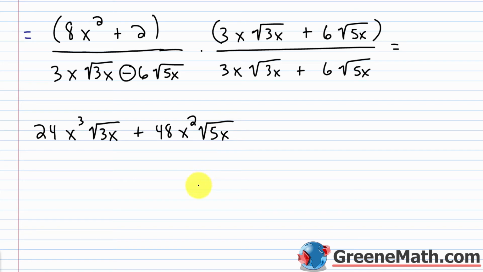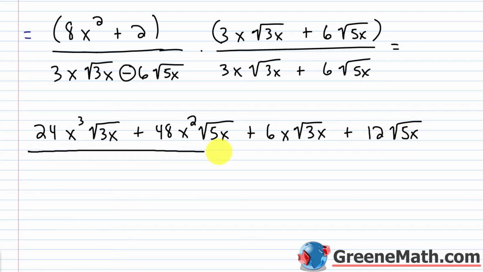For the inner, we have 2 times 3x times the square root of 3x. So plus 6x times the square root of 3x. And then for the last, we have 2 times 6 times the square root of 5x. That's plus 12 times the square root of 5x. All right, so then this is over.